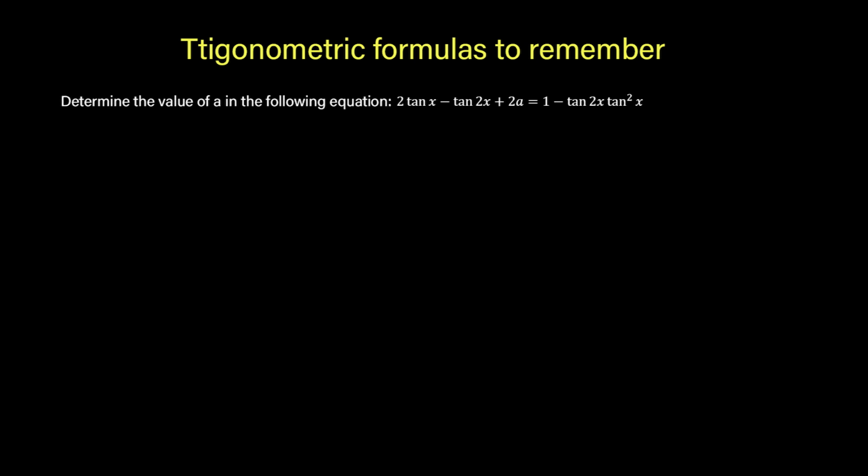Determine the value of a in the following equation. 2 tangent x minus tangent of 2x, plus 2a, equals 1 minus tangent of 2x, squared tangent of x. Solution.